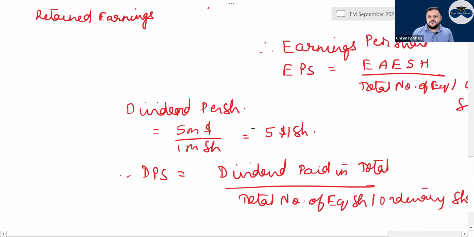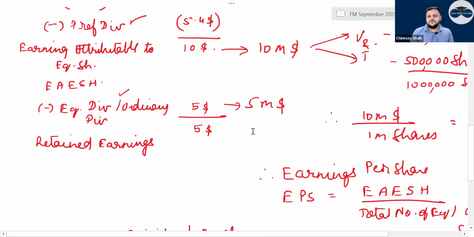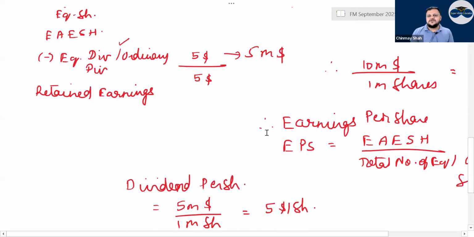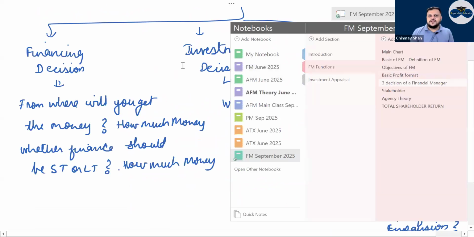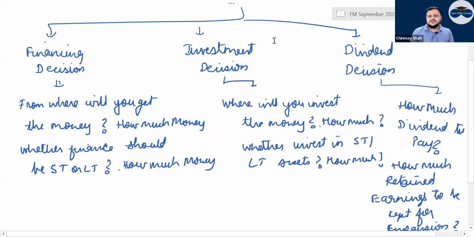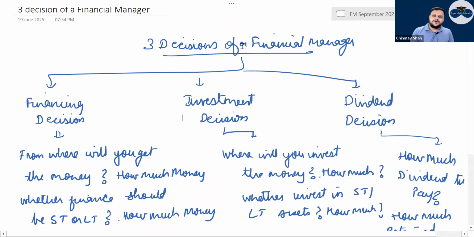Then have a look. Are you okay with the profit format? Any problem with the profit format? Are you okay with the EPS and the DPS formulas? Any problem with EPS or dividend or DPS formulas? Then three decisions of a financial manager: financing, investing, and what? Dividend decision. Financing decision, investing decision, and dividend decision, right? Have a look.